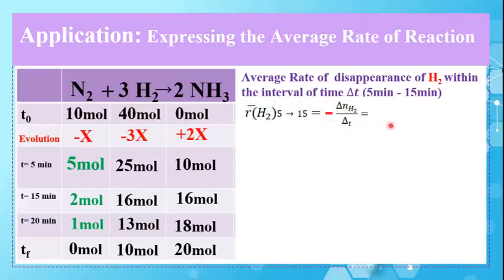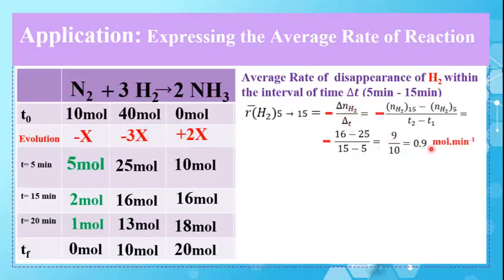Okay, so it's equal to minus the number of moles of H2 at T equal 15, which is equal to 16, minus the number of moles of H2 at T equal 5, which is 25, over T2 minus T1, which are 15 minus 5. 16 minus 25 gives a negative value, minus 9. And with the minus here, we will get 9 over 10 equals 0.9. Don't forget the unit is the unit of N over the unit of T, so it is mole minute minus 1.